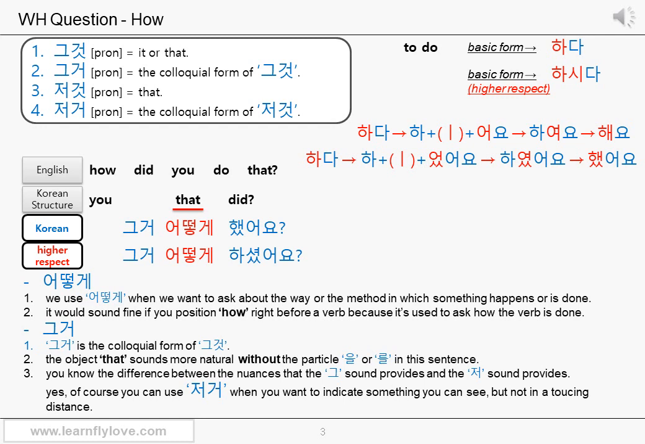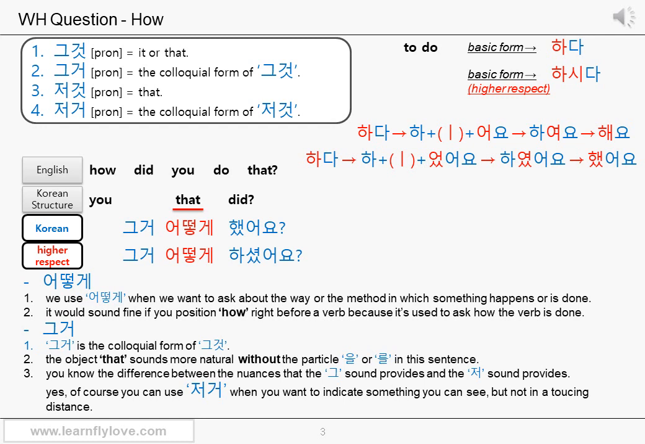We already know that the translation of how is 어떻게. When you want to ask about the way or the method in which something happens or is done, you use 어떻게. So when you want to ask how to cook, how to go, how to eat, and etc., you use 어떻게. Of course, you can use 어떻게 with an adjective, but because of this usage, 어떻게 is normally used with a verb. Now it's getting easier, right?